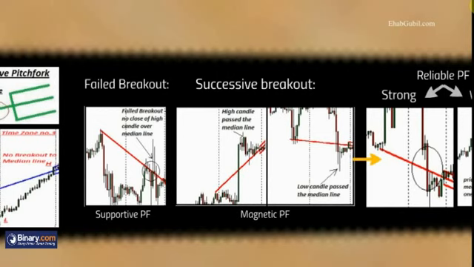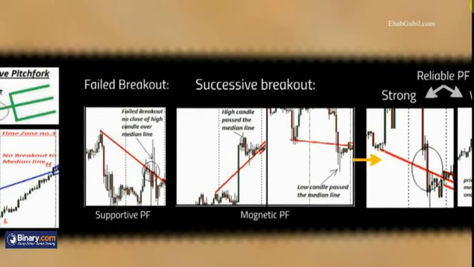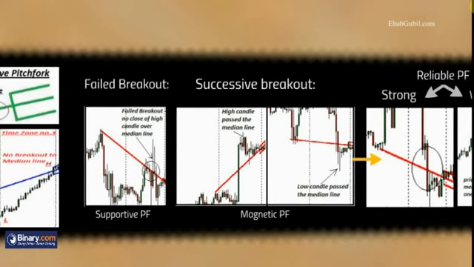Another main point we should understand: a successive breakout of the median line in magnetic PF is when a high or low candle breaks out of the median line. It means a high or low candle passes the median line, whether a high candle in a bullish breakout or a low candle in a bearish breakout. Otherwise, we will consider this a supportive PF.